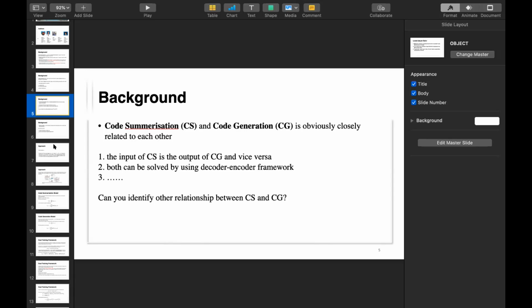Some other relationships, like what Xuezhi just said: the encoder-decoder framework needs to understand both the semantics of natural language and also the structure or semantics of the source code. Yes.